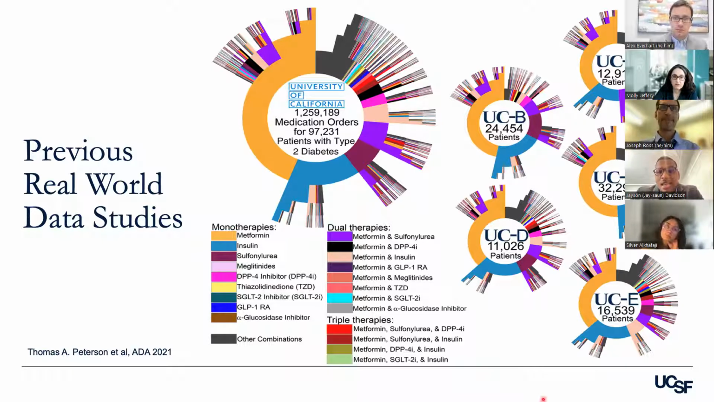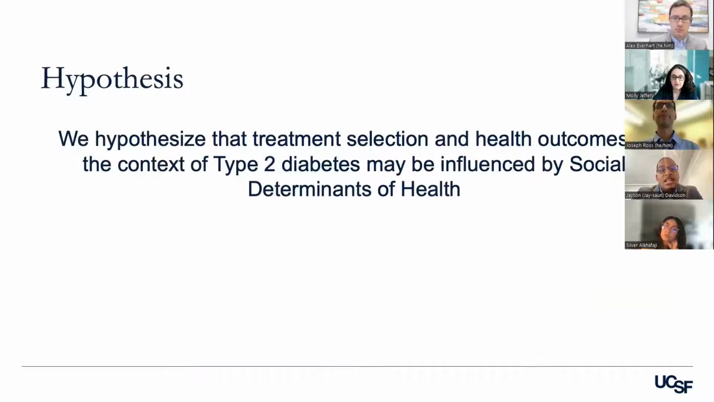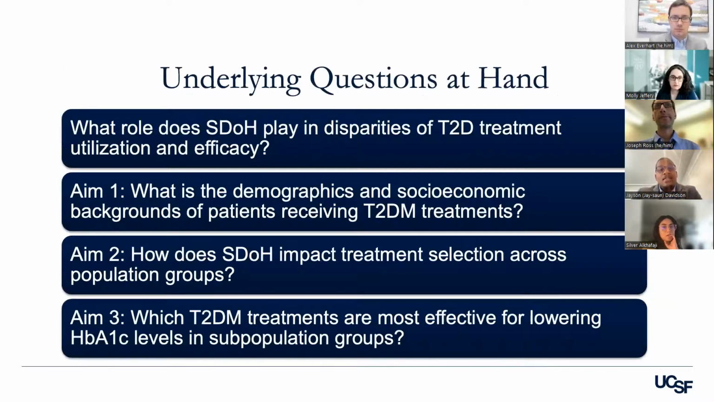But now it's time to take it a step further and determine what role social determinants of health play in patient distribution and health outcomes. So we hypothesize that treatment selection and health outcomes in type 2 diabetes may be influenced by social determinants of health. To test our hypothesis, the question we asked is: what role do social determinants of health play in disparities of type 2 diabetes treatment utilization and efficacy?